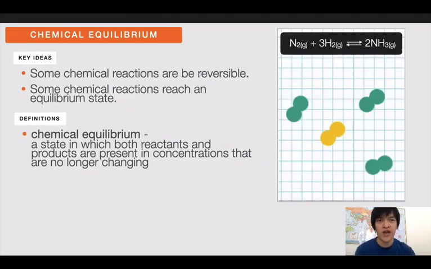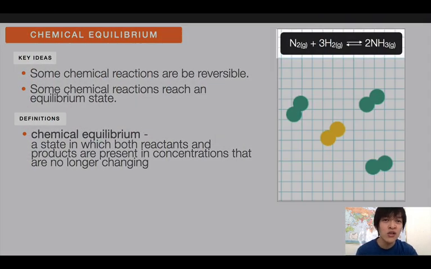I want to show you a very important reaction called the Haber process. That's an equilibrium reaction. This reaction is really important because this is how we get NH3, or ammonia, for agricultural fertilizer, for our food. So in this chemical equation, you should notice that there's a double arrow. This represents an equilibrium reaction.